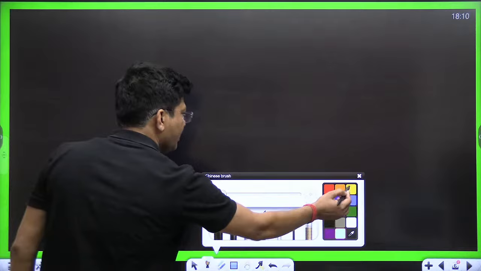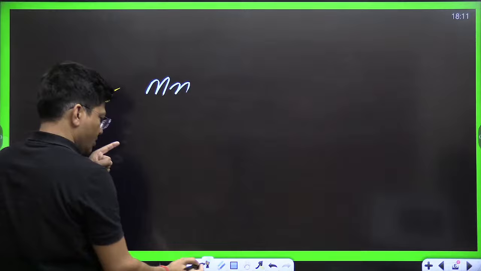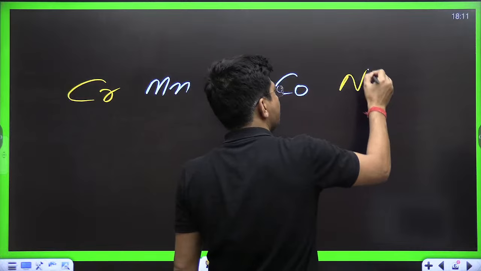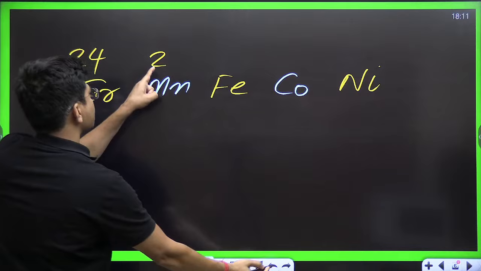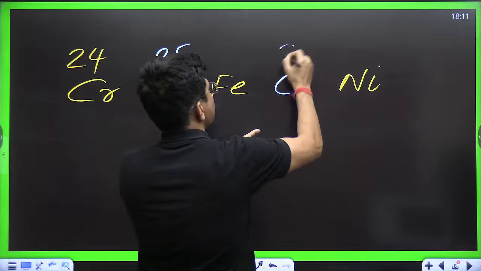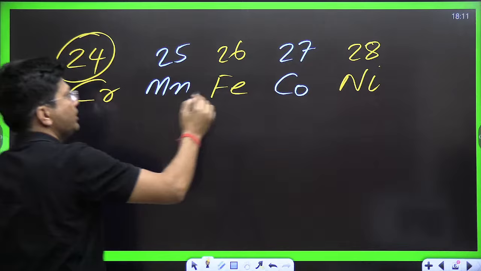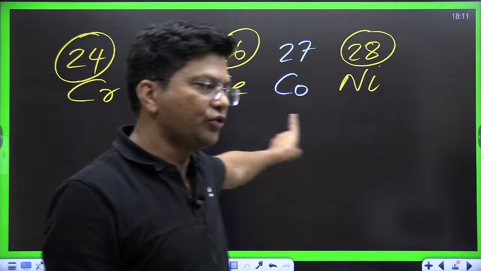If I take chromium, why am I using different colors? Just see, proper attention. This is 24, this is 25. Let me take another pen. This is 27, and this is 26 and 28. These three elements are over here. Before writing the complex and before going into detail about effective atomic number, we should remember the atomic numbers of these elements.